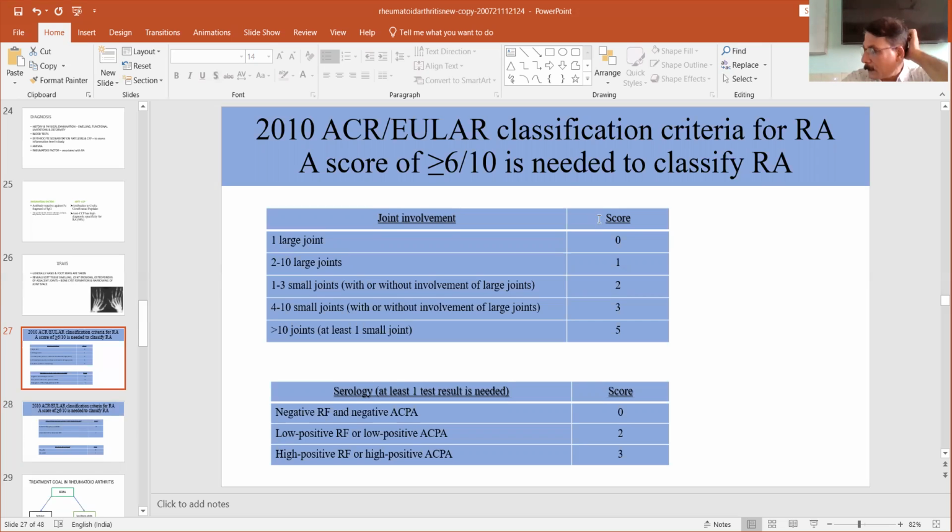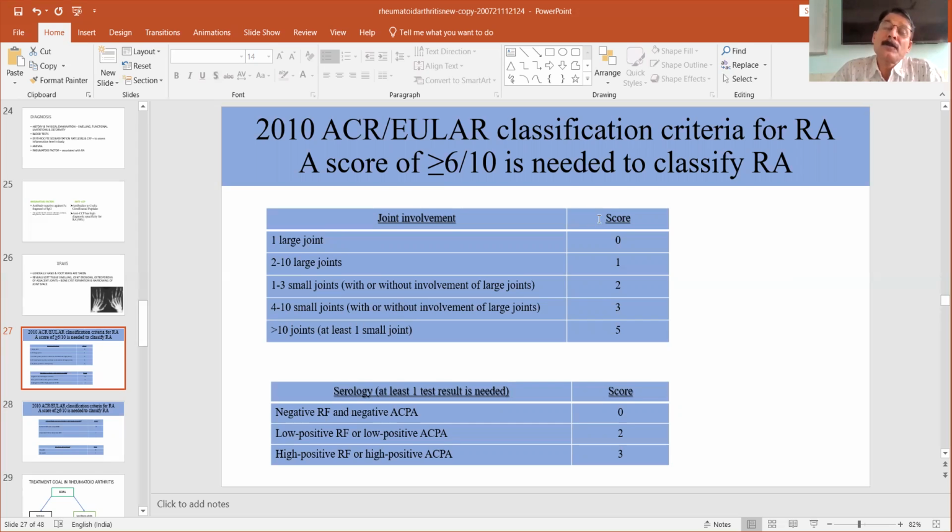The ACR guideline is the guideline which is internationally accepted for diagnosis of rheumatoid arthritis cases. So in the oligo type, 2 to 10 large joint involvement, score 1. 1 to 3 small joints involved, it is score 2. 4 to 10 small joints, scoring is 3, and more than 10, 5. So more importance is given to the symmetrical involvement of the small joints. Though, as I said, monoarticular big joints are also involved, the scoring is less.